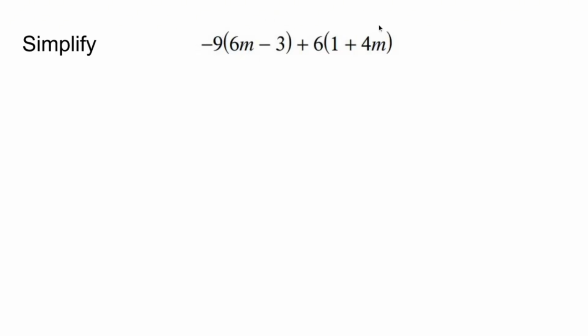Distributive property here, distributive property there, distributive property everywhere. Let's treat each distributive property differently. I have -9 times 6m minus 3 in parentheses. So what that means is you distribute -9 to both. -9 times 6 is -54, and m drops down. -9 times -3 is positive 27 because a negative times a negative is a positive.